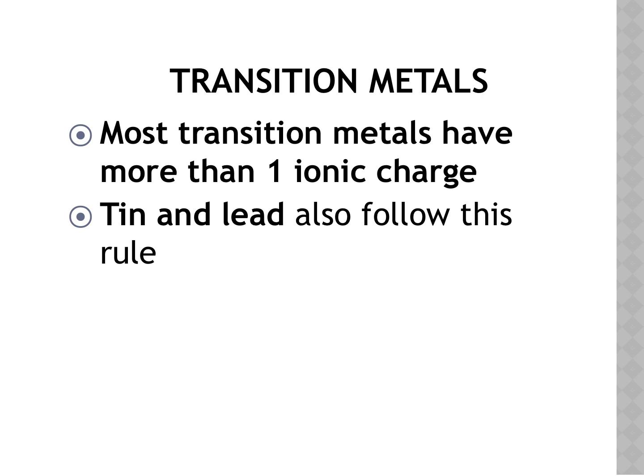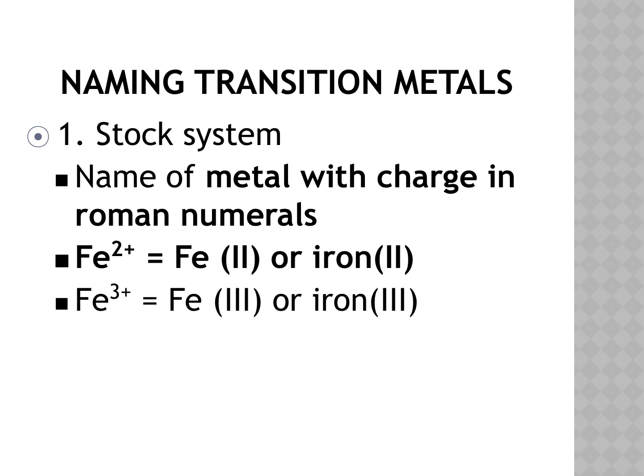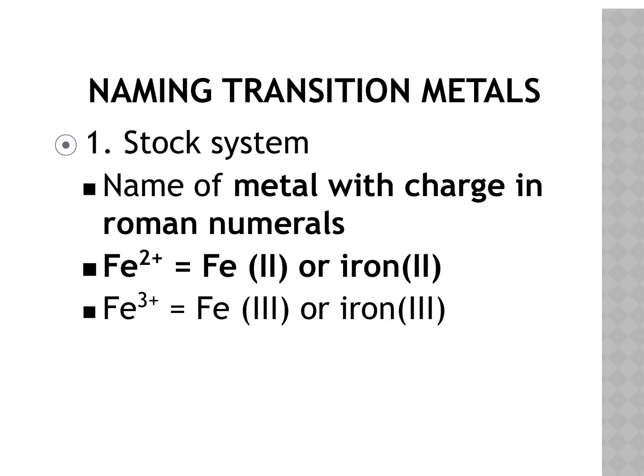And then in addition to transition metals, tin and lead also follow this rule. Even though they're representative, these are big atoms. They can have lots of electrons in them, so these ones can also have multiple charges. Since transition metals can have multiple charges, we have to state the charge in the name.